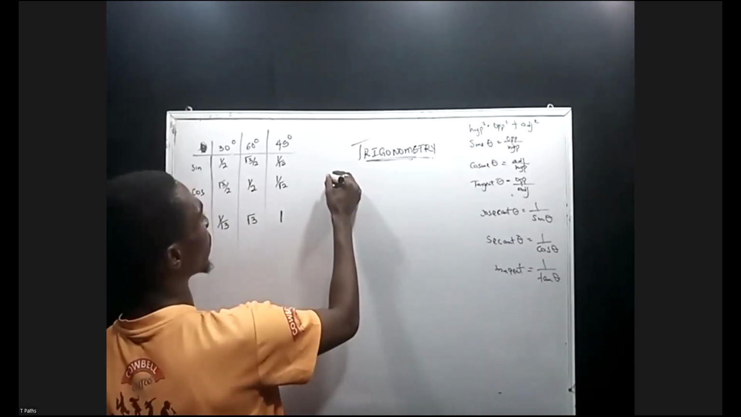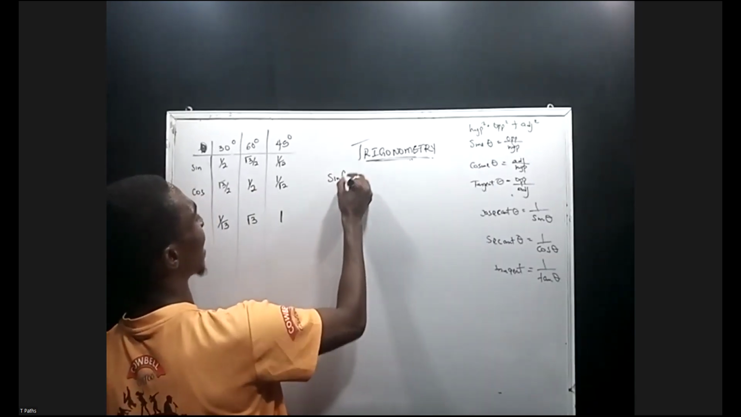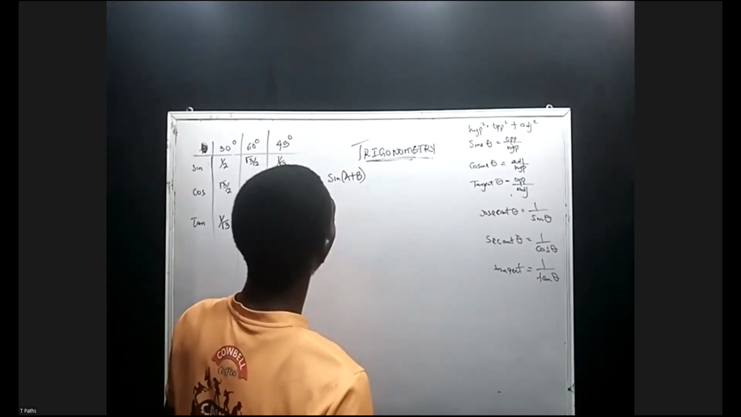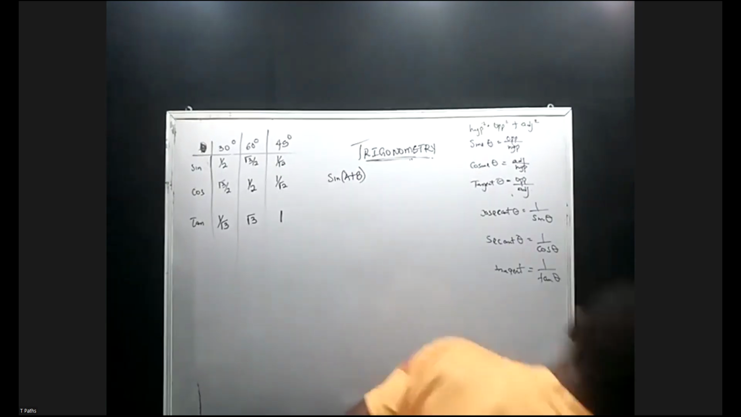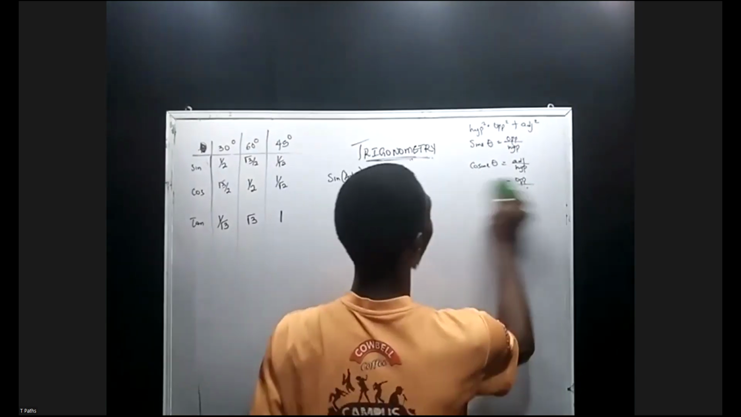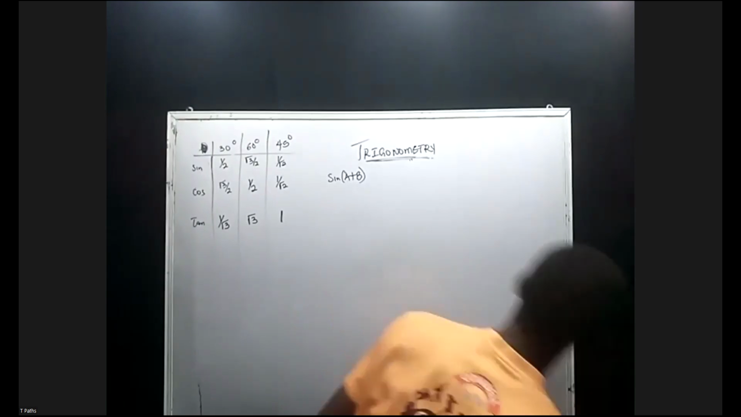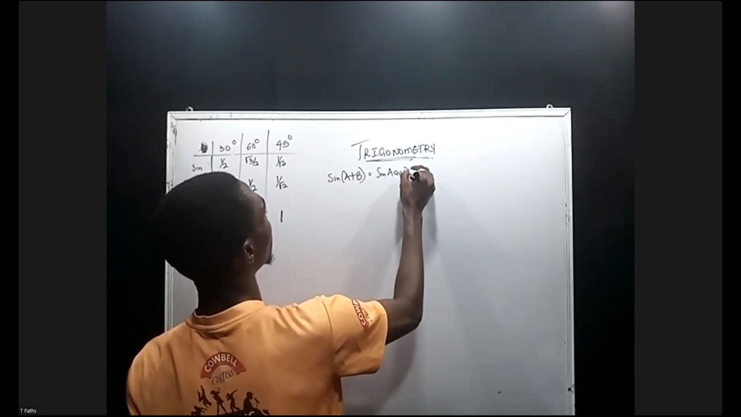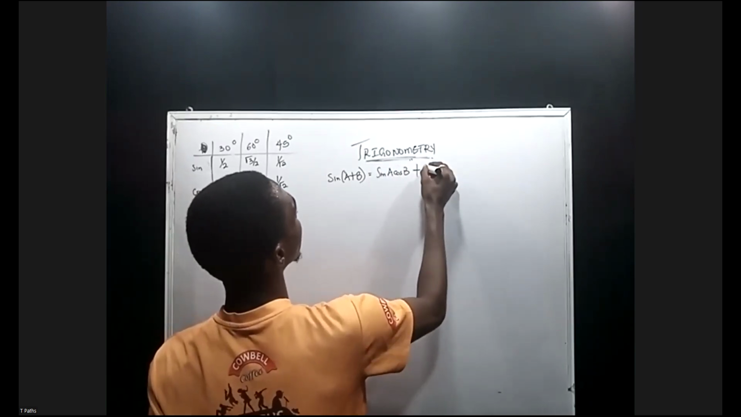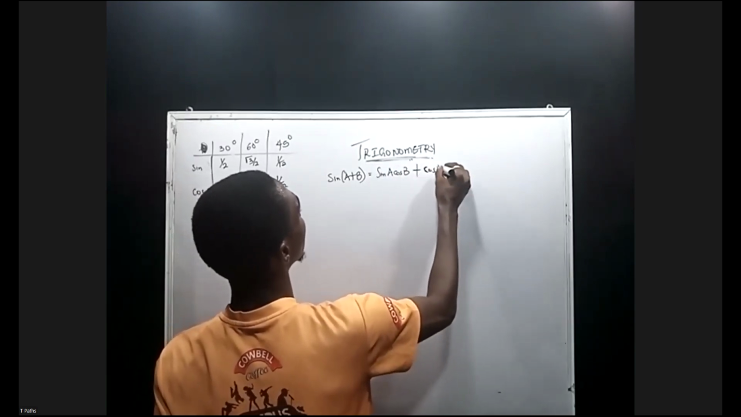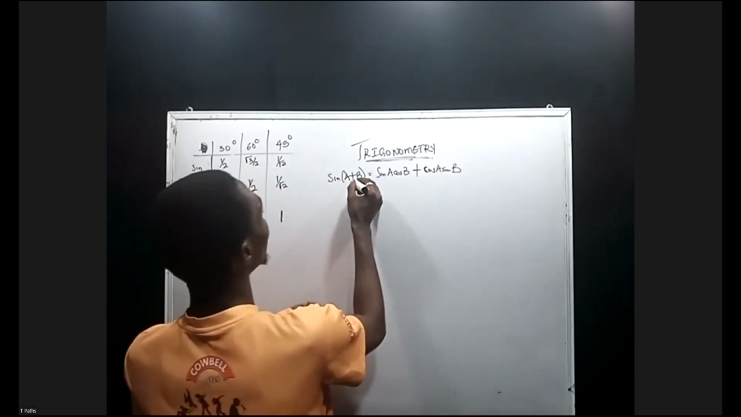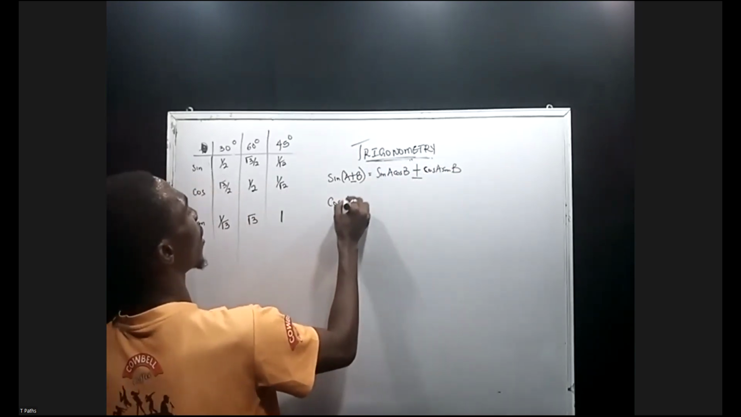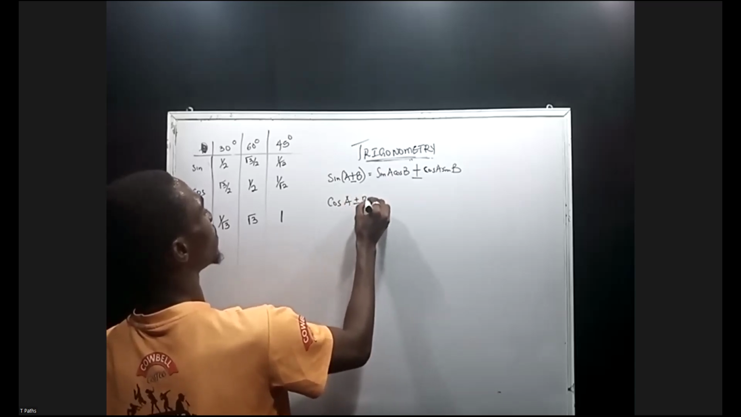Here we have identities like sine of A plus B, adding two angles together. I can rub out this part because it can be extended. So here comes this: sine A cos B plus cos A sine B. If you are subtracting, then here will be subtracted. Then I have cos of A plus or minus B.